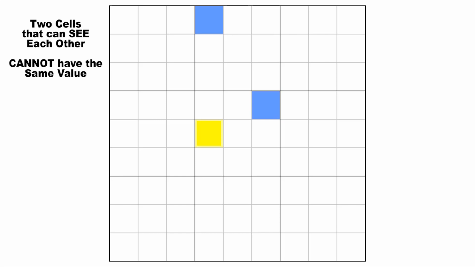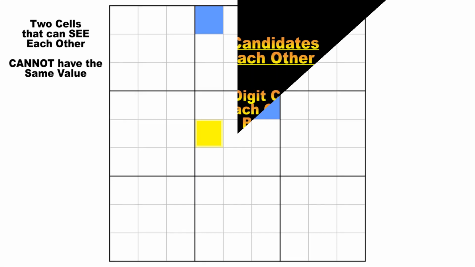Two cells that can see each other cannot have the same value. That's a law. Because if they see each other, they must be in the same house, and we know that any particular digit can only occur one time in any given house, according to the basic rules of Sudoku.